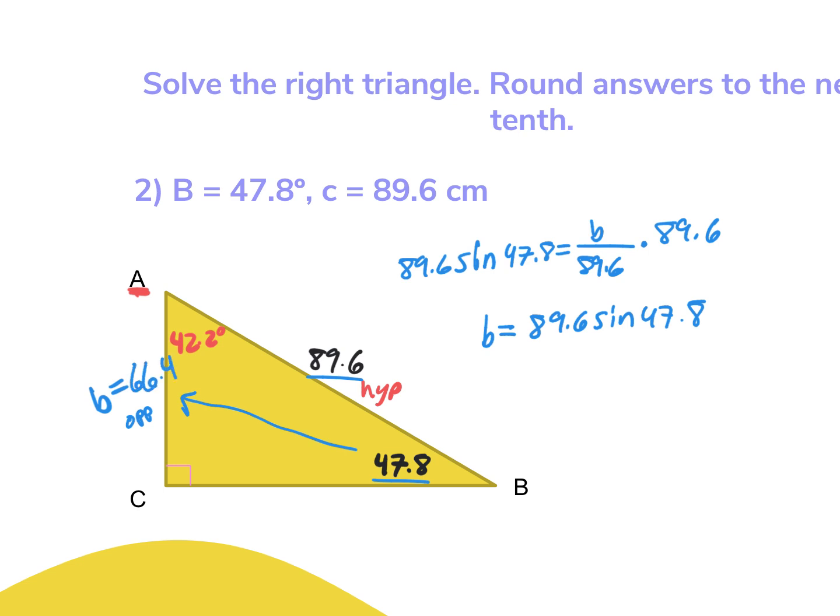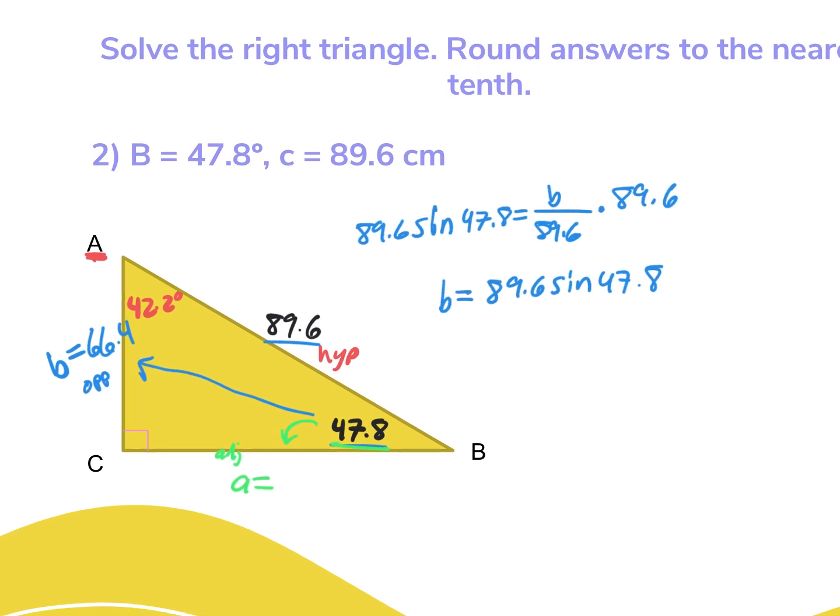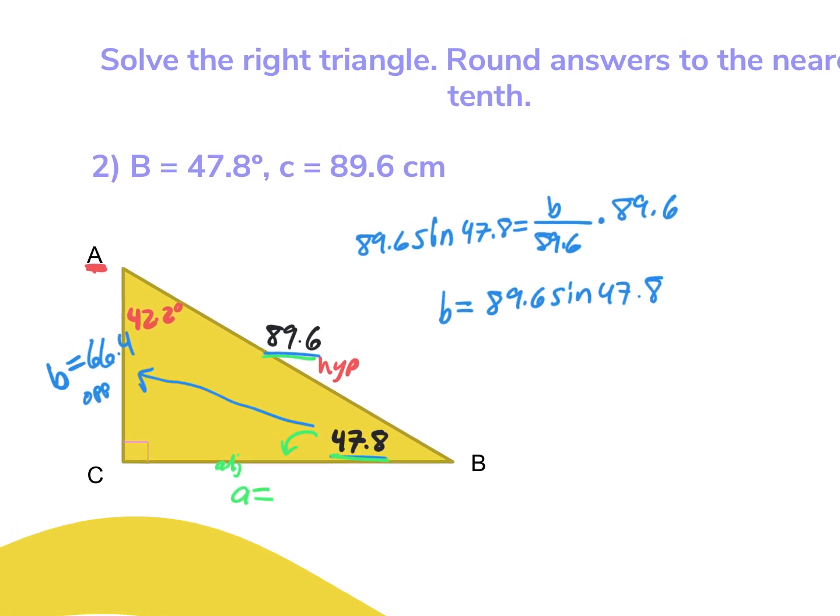All right, now we have two sides. We can find the third using the Pythagorean theorem, but let's try to use another trig function to find it. So side A is adjacent with respect to 47.8, so let's use the same angle. Let's just use cosine, because cosine has to do with the adjacent and the hypotenuse. So I'm going to do cosine of 47.8 equals A over my hypotenuse, which is 89.6.